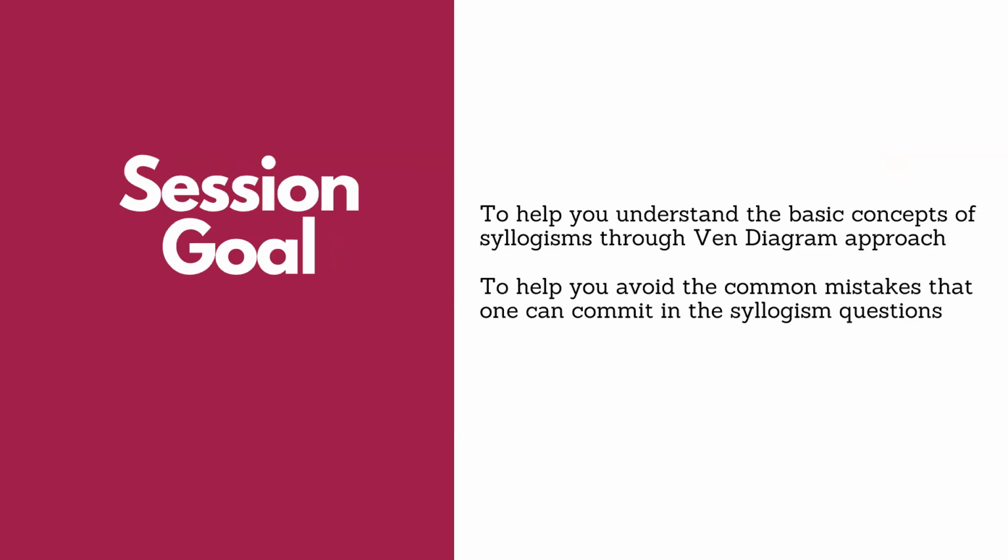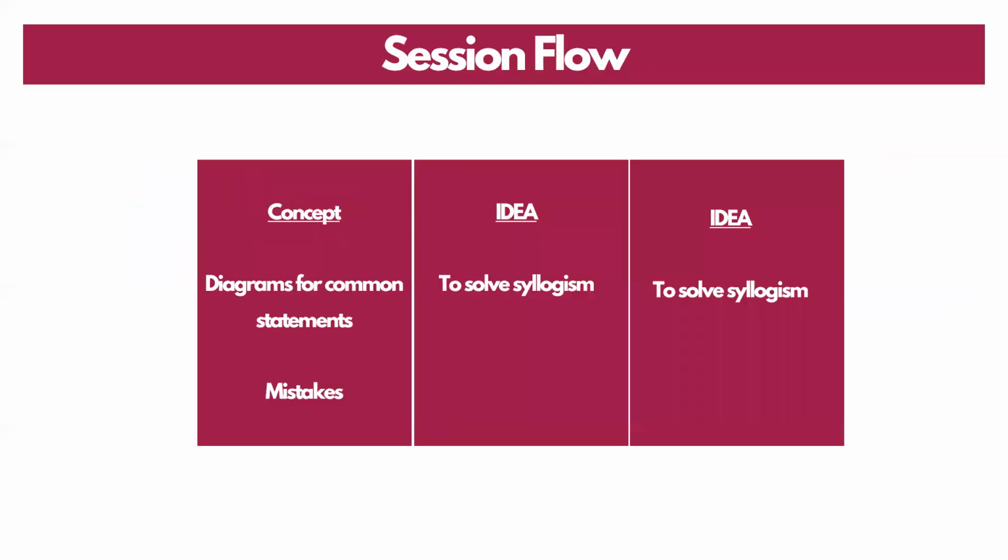It's an important topic. So our session goal is to help you understand the basic concepts of syllogism through the Venn diagram approach and to help you avoid common mistakes that one can commit in a syllogism question. So you will be learning how to solve syllogisms and what common mistakes students commit. Our session flow is the Venn diagram for the common statement types and the mistakes, then the idea, the steps to solve the syllogism question, and the last part is the practice exercise that we will be discussing.